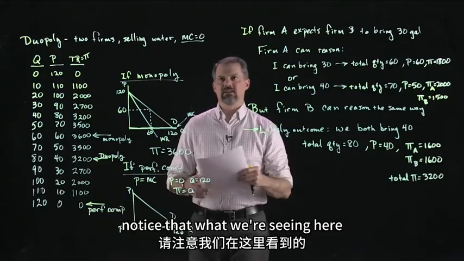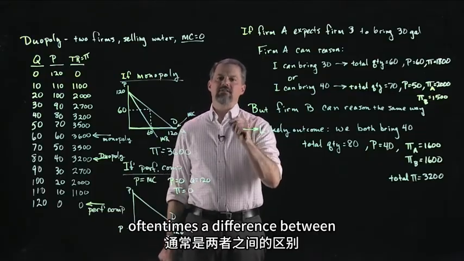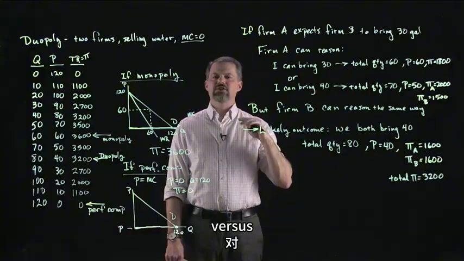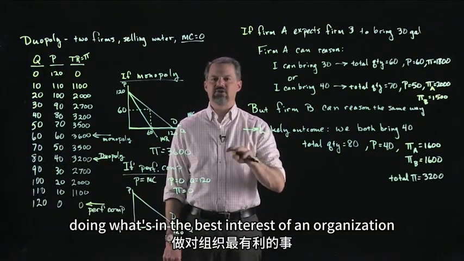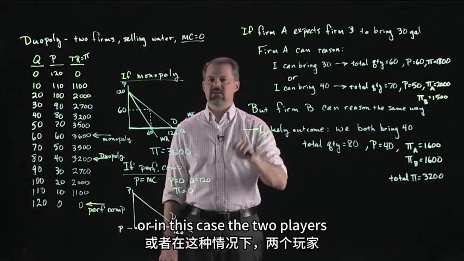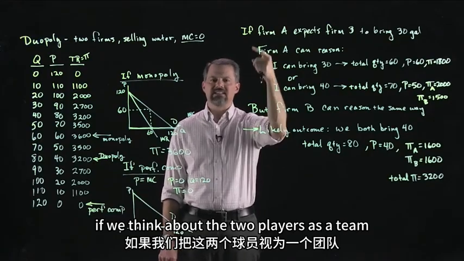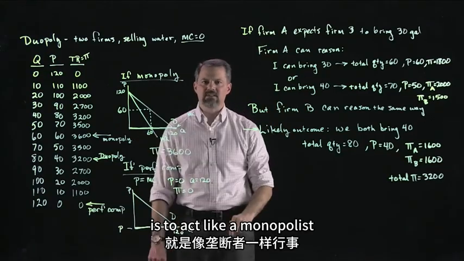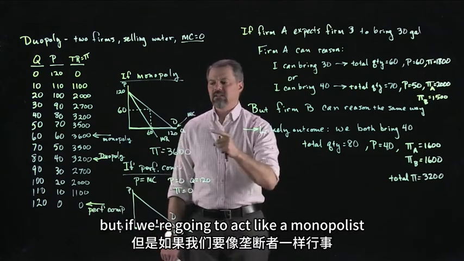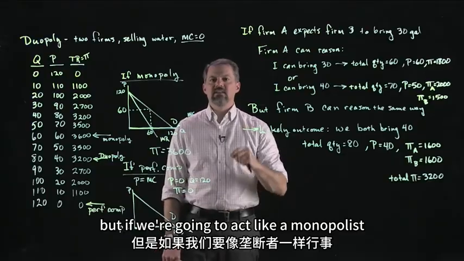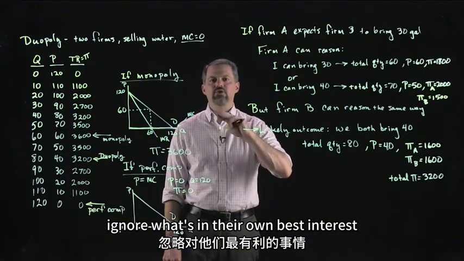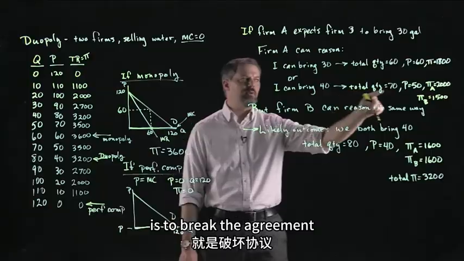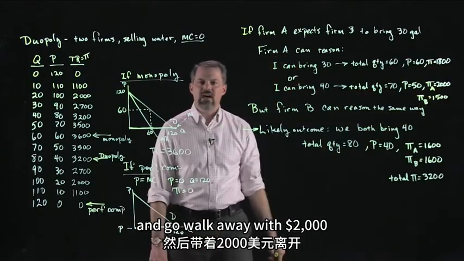Notice that what we're seeing here is that there is oftentimes a difference between doing what's in your own best interest versus doing what's in the best interest of an organization, or in this case, the two players. If we think about the two players as a team, then what's in the best interest of the team is to act like a monopolist. But if we're going to act like a monopolist, then each player has to ignore what's in their own best interest, because what's in their own best interest is to break the agreement and walk away with $2,000.